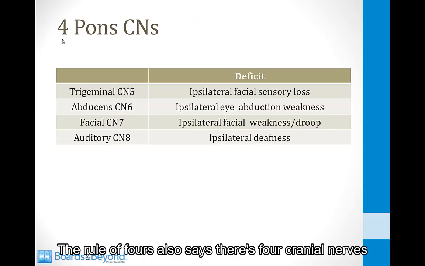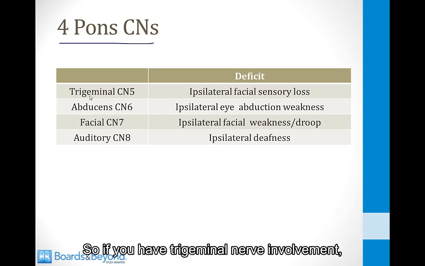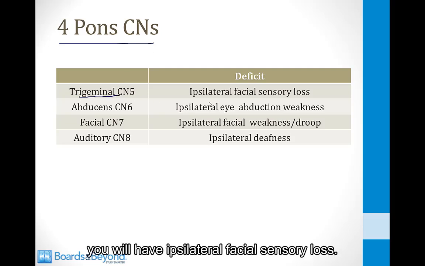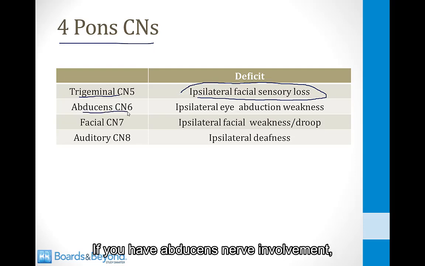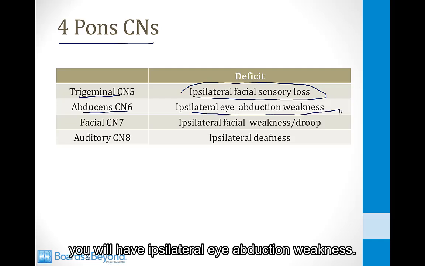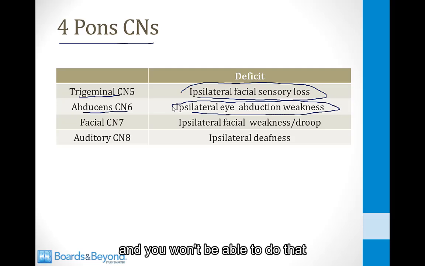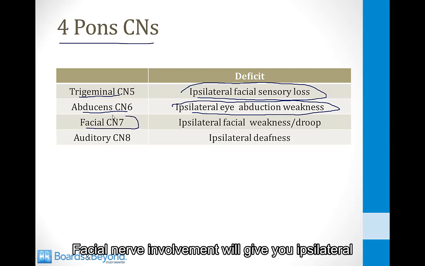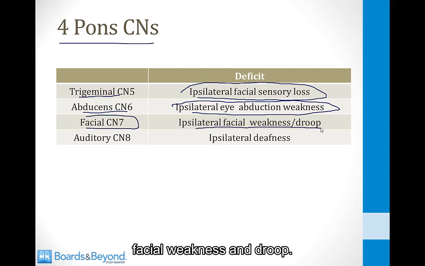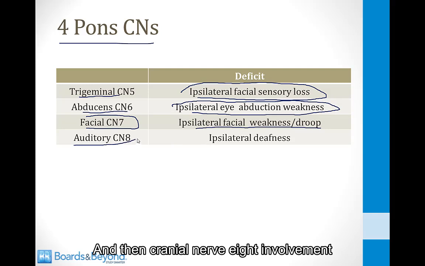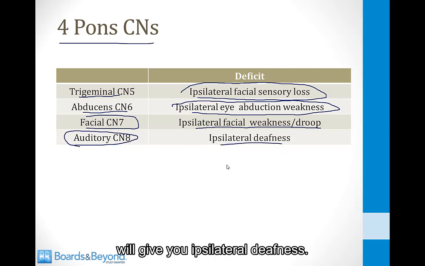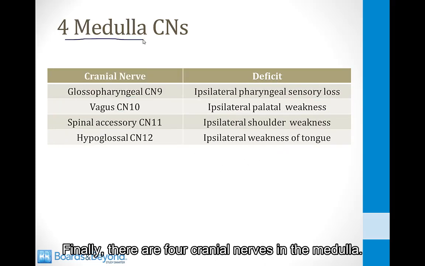The rule of fours also says there's 4 cranial nerves in the pons. So if you have trigeminal nerve involvement, you will have ipsilateral facial sensory loss. If you have abducens nerve involvement, you will have ipsilateral eye abduction weakness. So abduction is looking away from the nose, and you won't be able to do that with a cranial nerve 6 lesion. Facial nerve involvement will give you ipsilateral facial weakness and droop, and then cranial nerve 8 involvement will give you ipsilateral deafness.